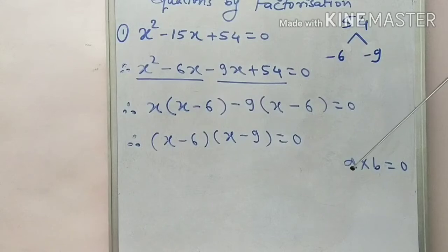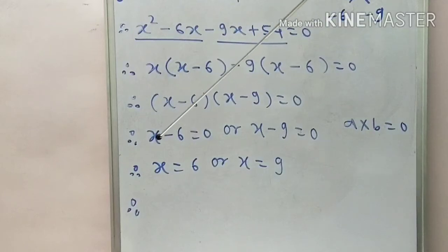And if the product of two terms is equal to 0, what does it mean? If a into b is 0, it means either a is 0 or b is 0, because, understand, at least one of the two must be 0 for the product to be 0. So similarly we do here: either x minus 6 equals 0 or the x minus 9 term is 0.